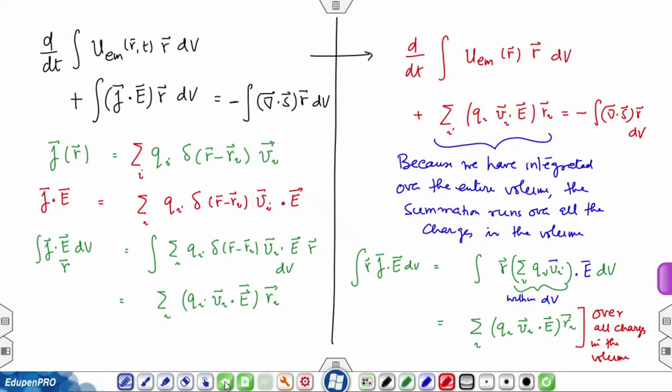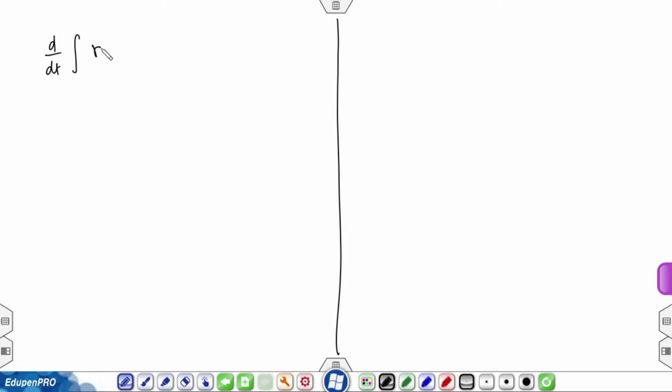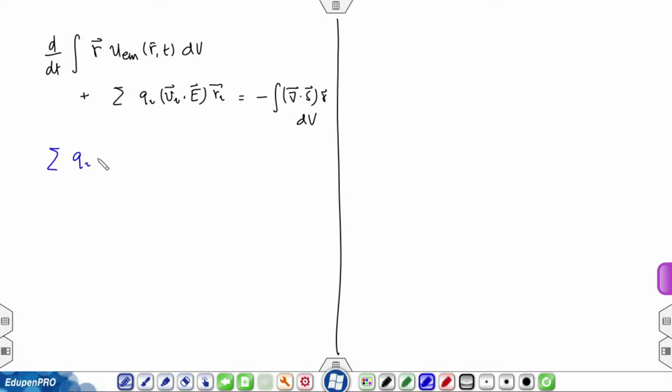Right. So, let us see what we have gotten now. We have d/dt of the integral of u_em(r,t) dV plus the summation of q_i v_i · E(r_i) is equal to minus the integral of the divergence of S dV. Let me now write the different terms. The summation of q_i E · v_i at r_i is nothing but the force on the ith particle, so force times v_i is going to be dE_i mechanical over dt.